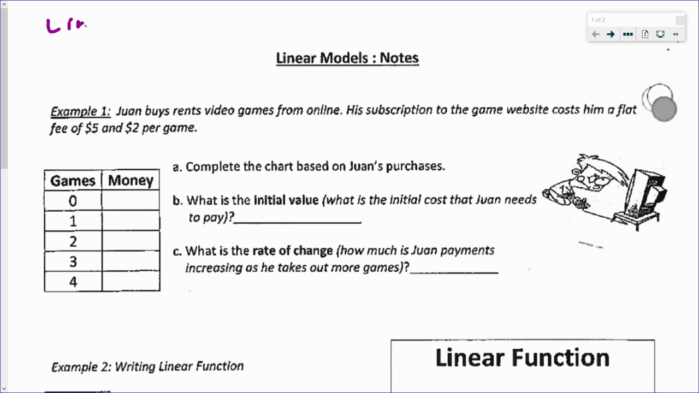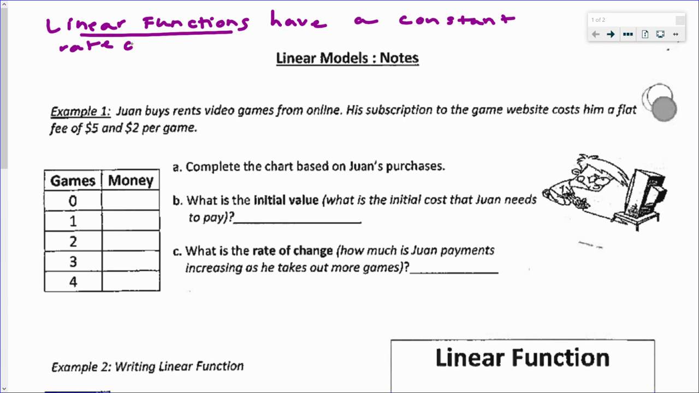This video is going to talk about linear functions, which are a special type of function. Linear functions are functions that have a constant rate of change. That's the definition of a linear function. And so that means that we are adding or subtracting the same number.